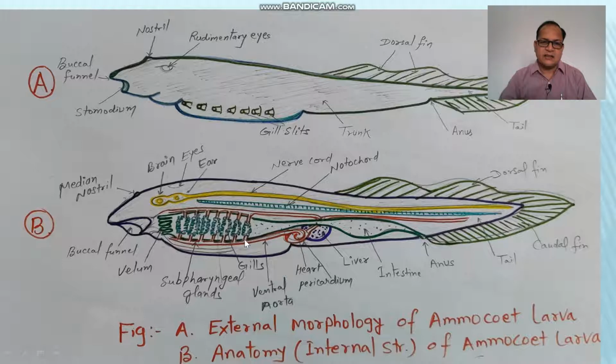The heart is on the ventral side, and the ventral and dorsal aortae are connected with the gills by afferent and efferent branchial arteries. A liver is present, and this is all about the internal anatomy of the Ammocoete larva.